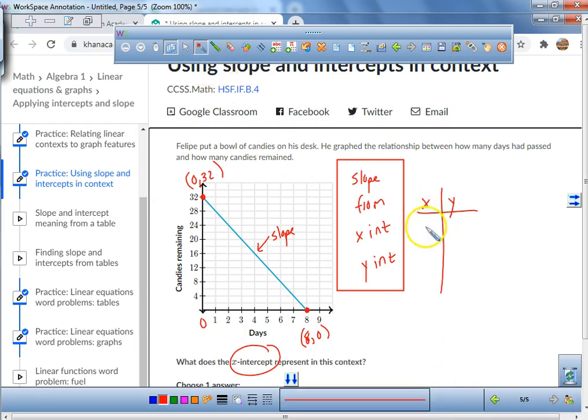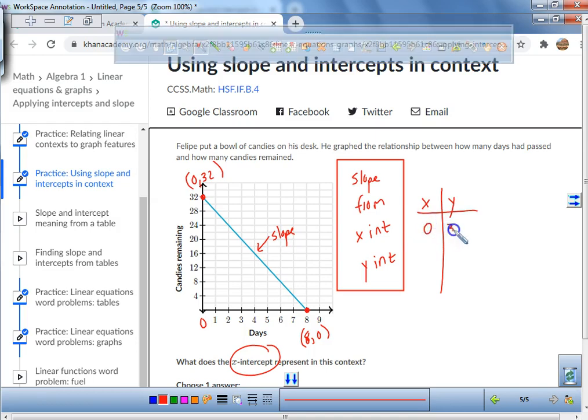So our Y-intercept is (0, 32). Our X-intercept is (8, 0). Literally, how much does that drop down? That drops down 32. How much does this go up? It goes up 8.